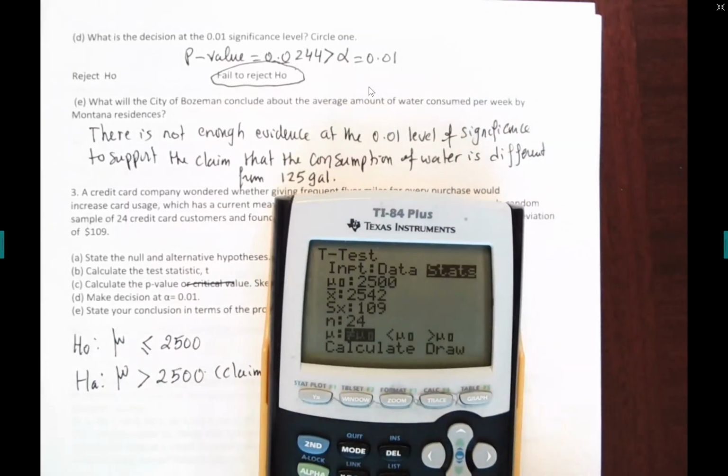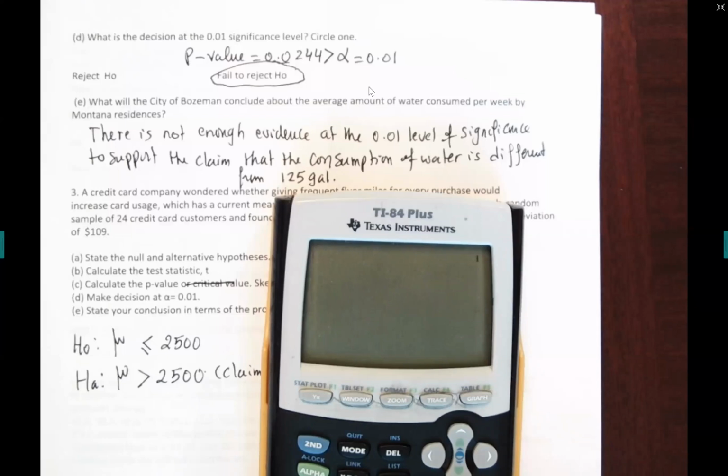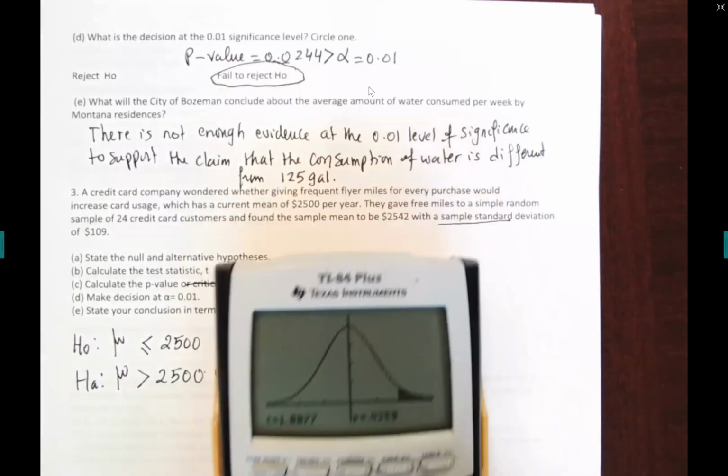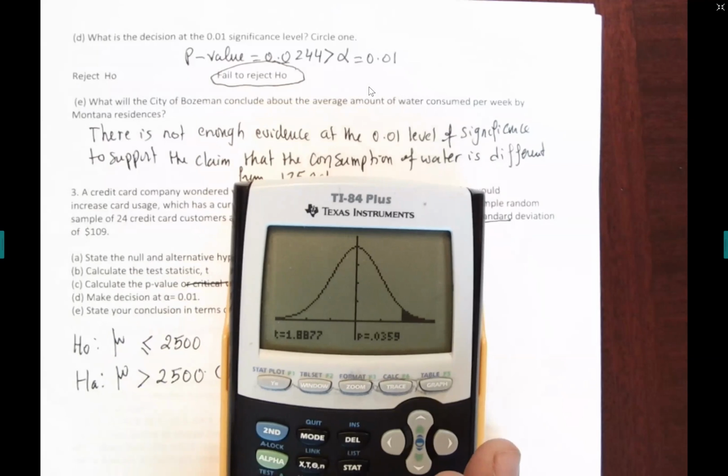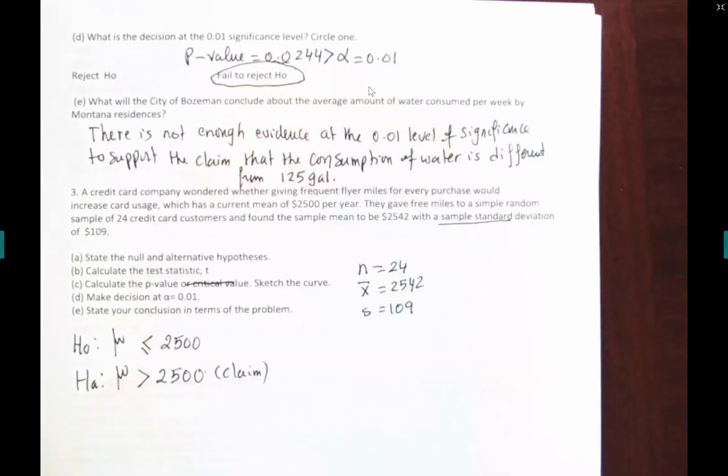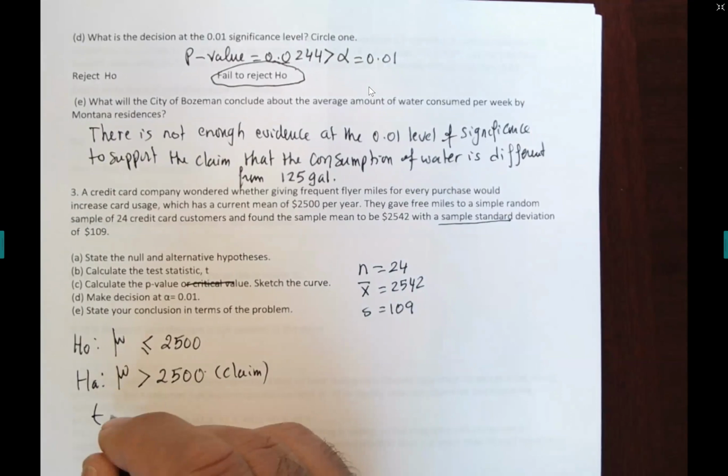And what is the sign in the alternative hypothesis? It's a greater than. So watch, guys, I'm choosing the greater than. Enter. You want to do a draw here? Let's do a draw. Let's see if it's going to be shading for the p-value. A little bit. Okay, T is 1.888. And the p-value, just watch, guys, 0.0359. So it's a t-test.